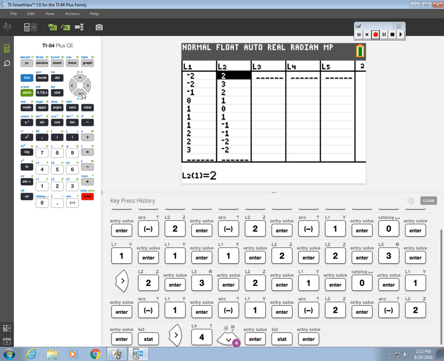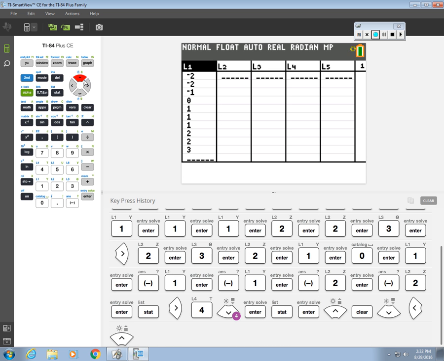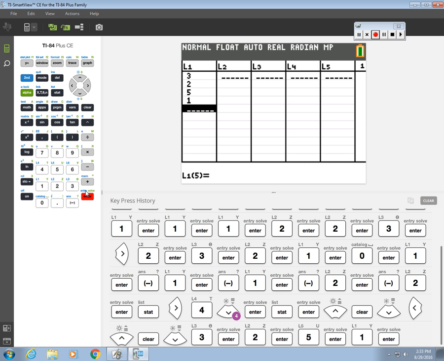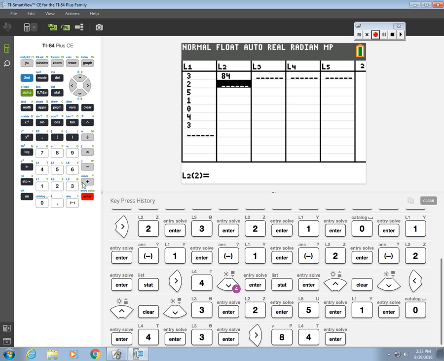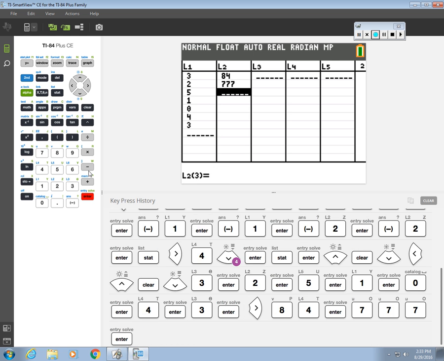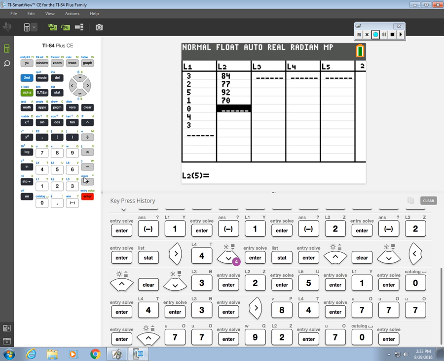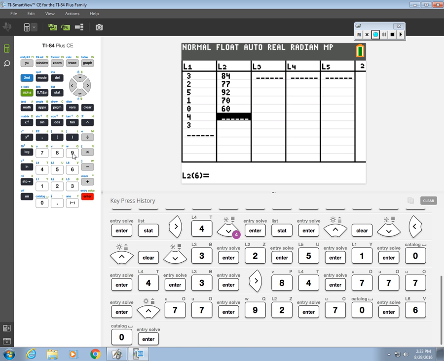Stat, edit, and then I need to clear out the data that I put in for the previous problem. Okay, now I'm ready to enter this data, so let's see, 3, 2, 5, 1, and then 0, 60, 77. Oops. 92, 70. 60, 90. And 75. Okay, once you've entered all of your X and Y values, now what do you do?